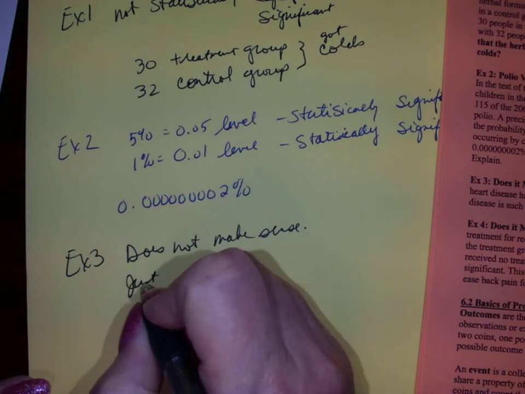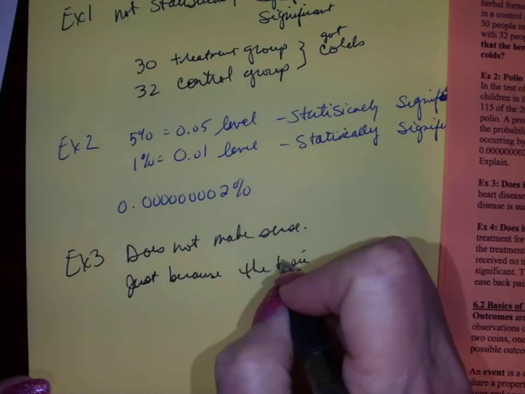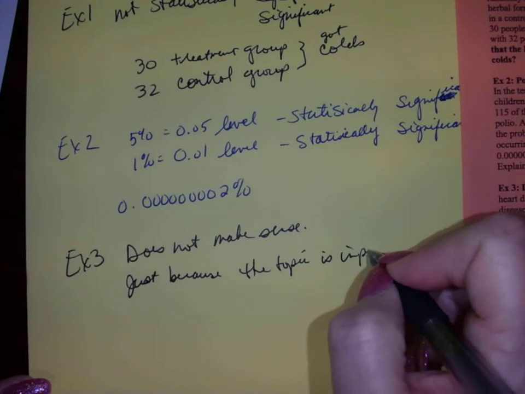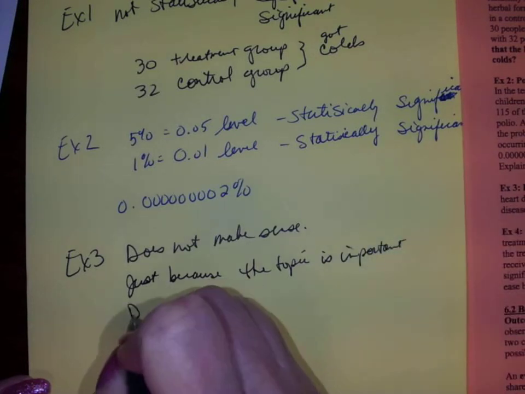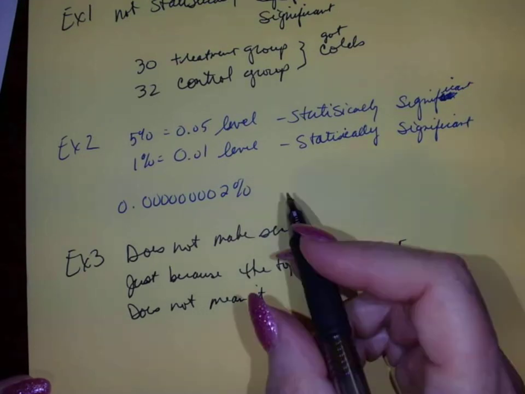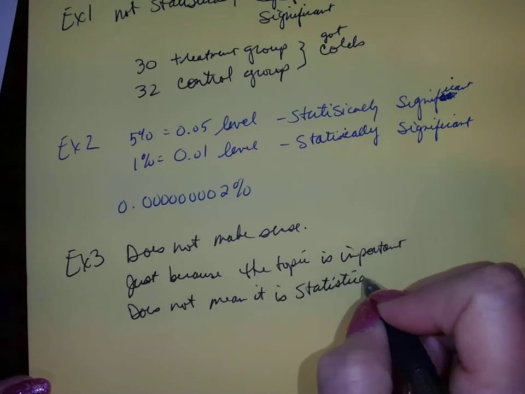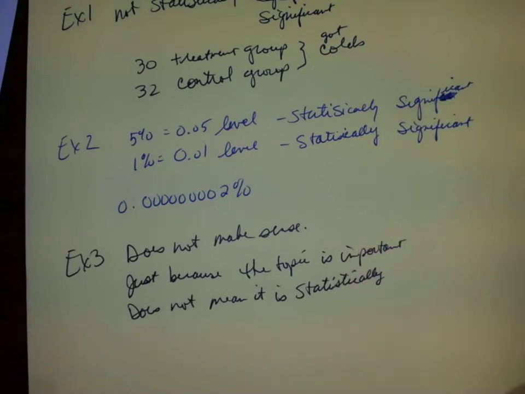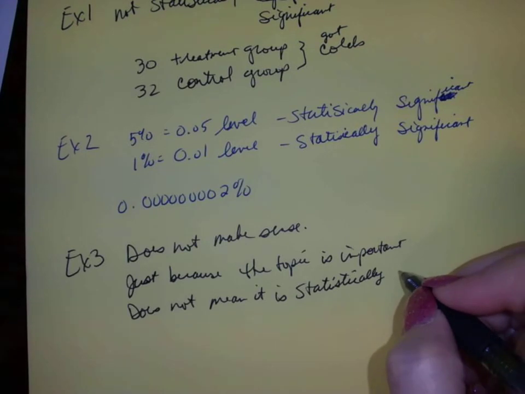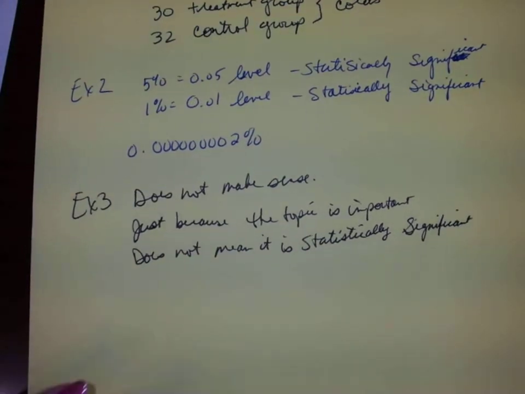So just because the topic is important does not mean it is statistically significant. Yay, we spelled them both right. There's just a lot of letters, and you're trying to talk at the same time. It just makes it kind of crazy.